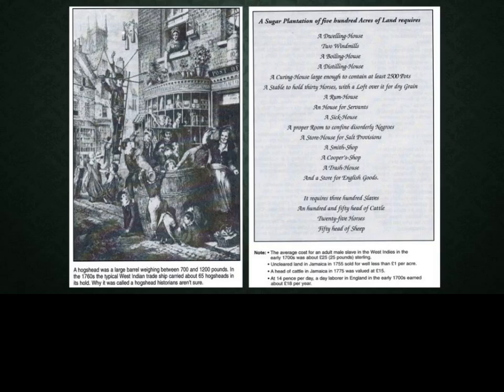And at 14 pence per day, a day laborer in England in the early 1700s earned about 18 pounds per year. So they couldn't even cover in a year how much it costs for an adult male slave. But all of that is required for a sugar plantation of 500 acres to operate and function at a profit. So we're talking labor and capital intensive.